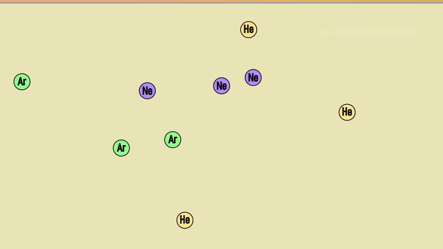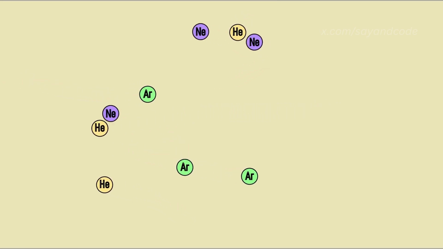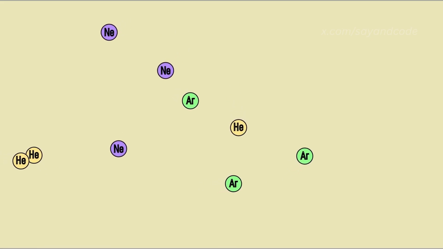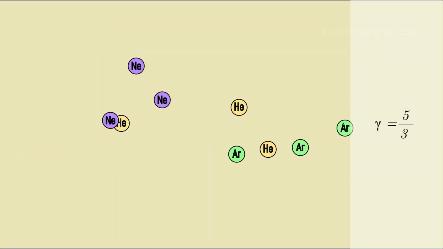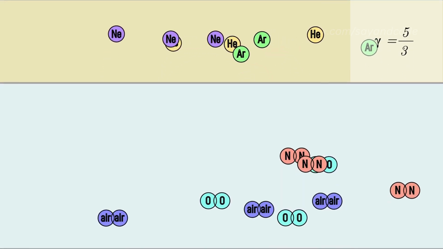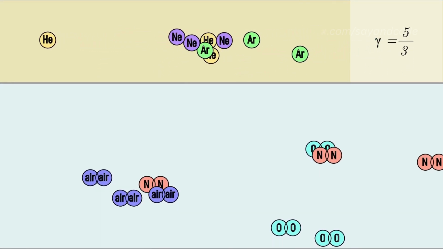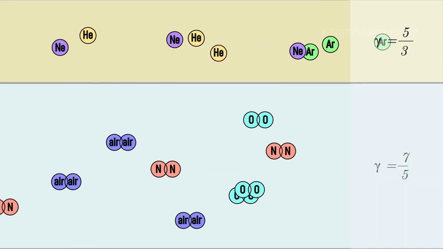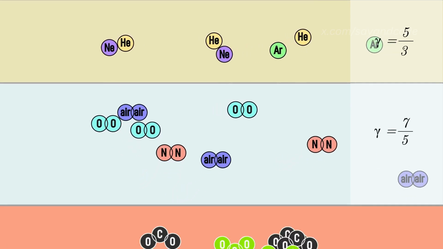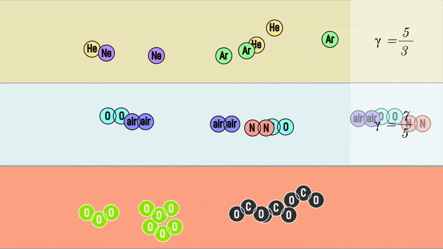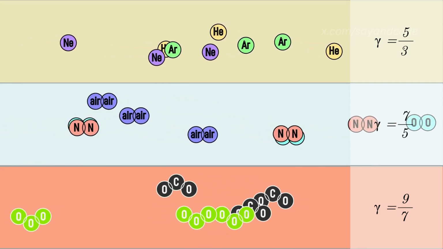The ratio of these specific heats is denoted by gamma. This is constant for a given gas and depends on the number of atoms in one molecule of gas. For a monoatomic gas, that is whose molecules have only one atom, the ratio of specific heats is 5/3. For a diatomic gas, that is whose molecules have two atoms, the ratio of specific heats is 7/5. Similarly, for triatomic gases, gamma is 9/7 and so on.